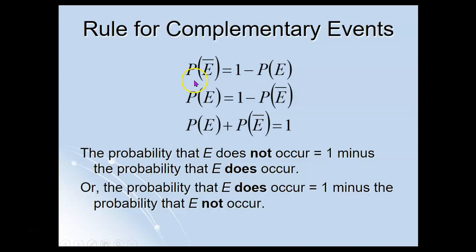So the rule here is that the probability of something not happening is equal to 1 minus the probability of it happening, and vice versa. So all three of these equations are algebraically equivalent. You could just rearrange one of these to get another one. But in words, that means that the probability that an event does not occur is equal to 1 minus the probability that it does occur. And that also means that the probability that an event does occur is equal to 1 minus the probability that it does not occur.